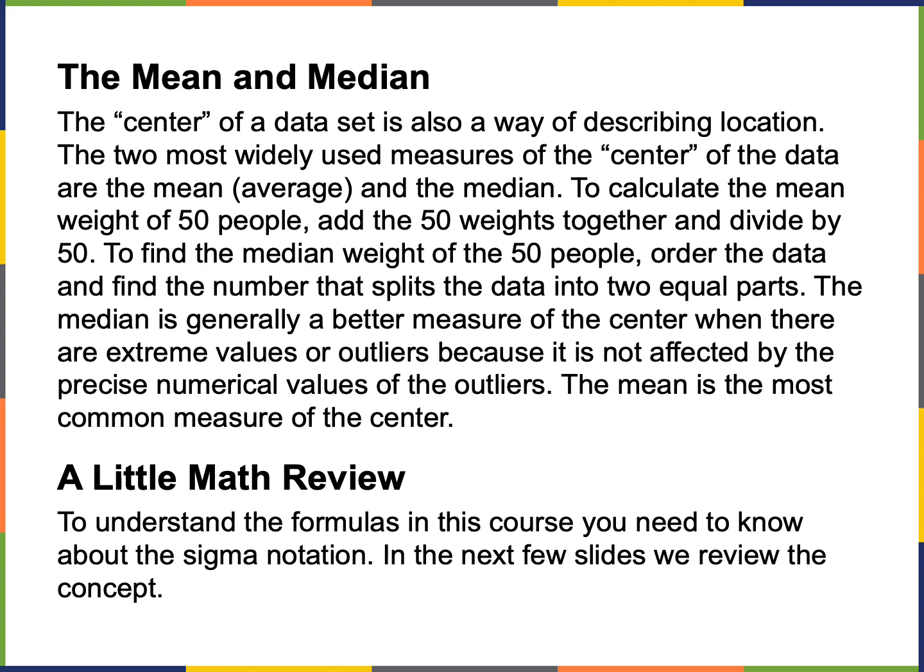Remember, to calculate the mean, we add the 50 weights together and divide by 50. To find the median of the 50 people, we would order the data first and then find the number that splits the data into two equal parts. The median is usually a better measure of the center when there are outliers because it's not affected by them, although the mean is the one that's most commonly used.